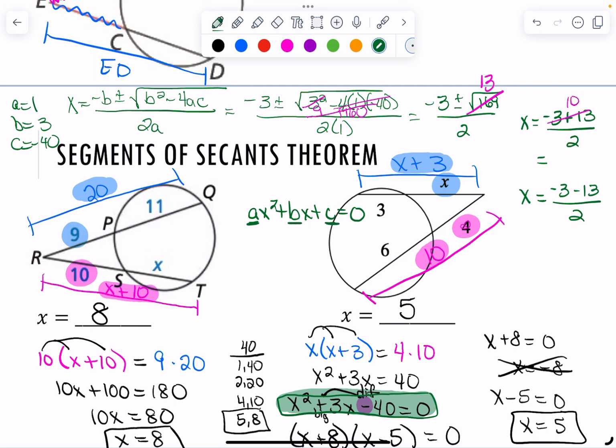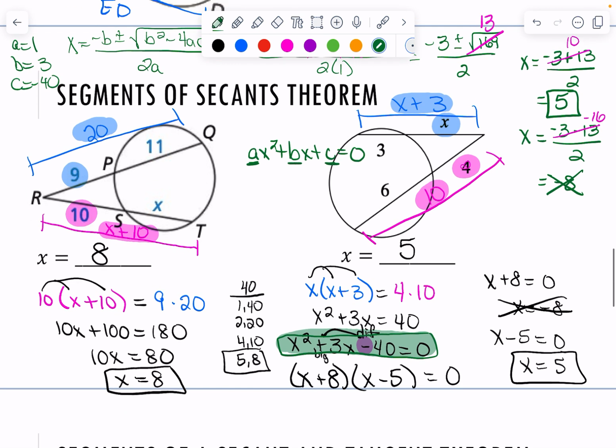10 divided by 2 is 5. And we said that one works. And then the second one here, -3 minus 13 is -16. -16 divided by 2 is -8. That one did not work. So that's how you would do that exact same problem using the quadratic formula.